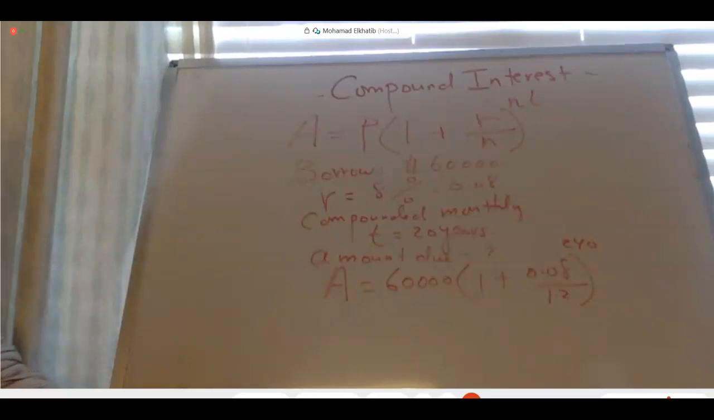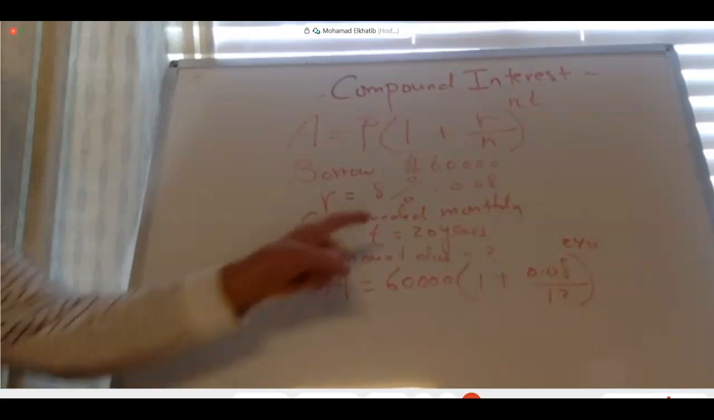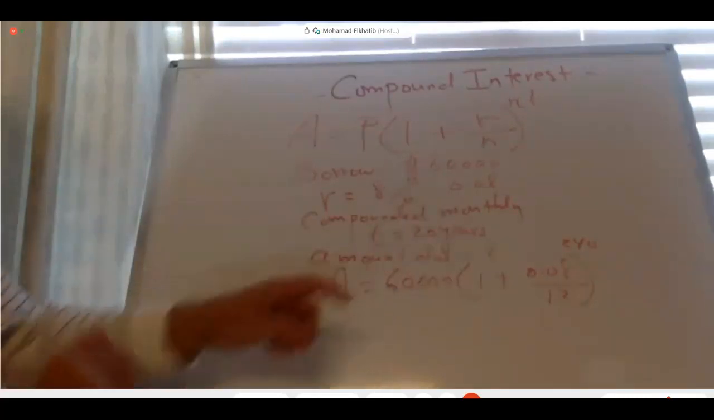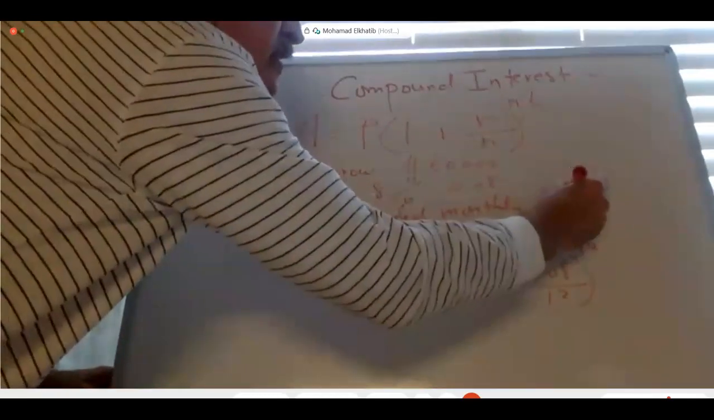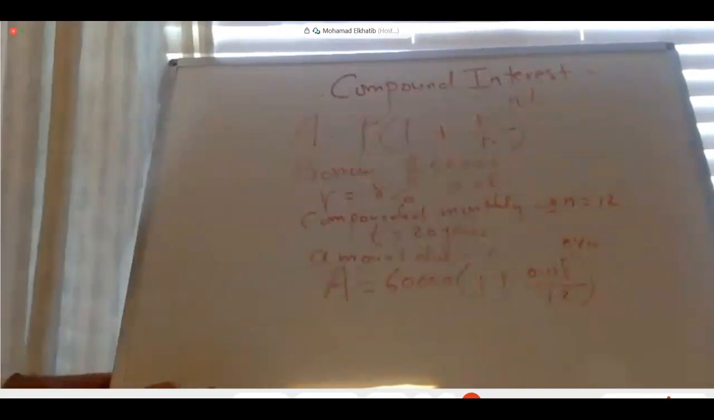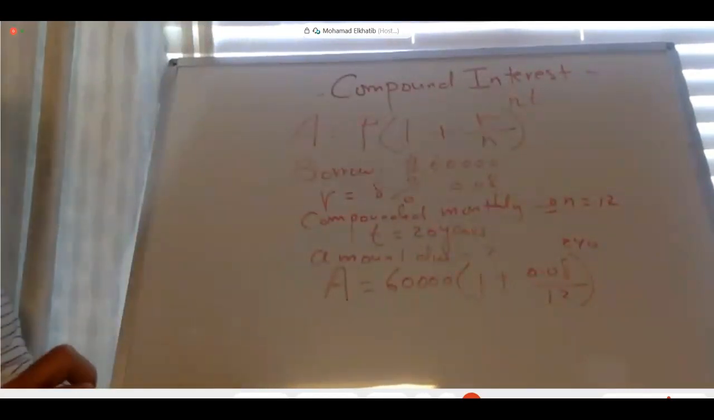Are we good? Don't wait till the very end to say I don't get it. Do you understand it? Why 12 times 20? Because it's 20 years and 12 months. Because it's compounded monthly, that means N is 12. Remember? Right? And 12 times 20 gives you 240.